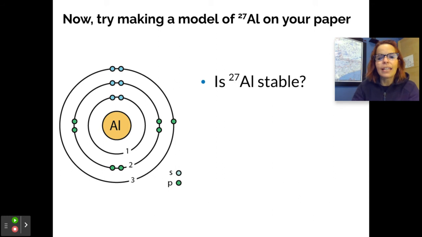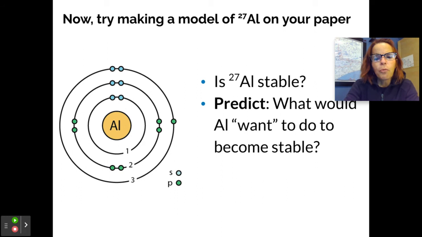So now the question is, is aluminum 27 stable? And the answer is no. It has 3 electrons in its outermost shell, so it is definitely not stable. So if we move on, what would aluminum want to do to become stable? And the easiest way for aluminum to become stable is to get rid of 3 of its electrons so that its outermost shell has 8 electrons.